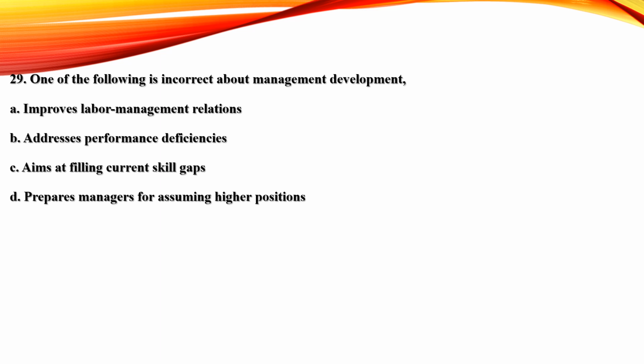Question number 29. Which of the following is incorrect about management development? A. Improve labor management relation. B. Address performance deficiency. C. About filling current skill gap. D. Prepare manager for assuming higher position.